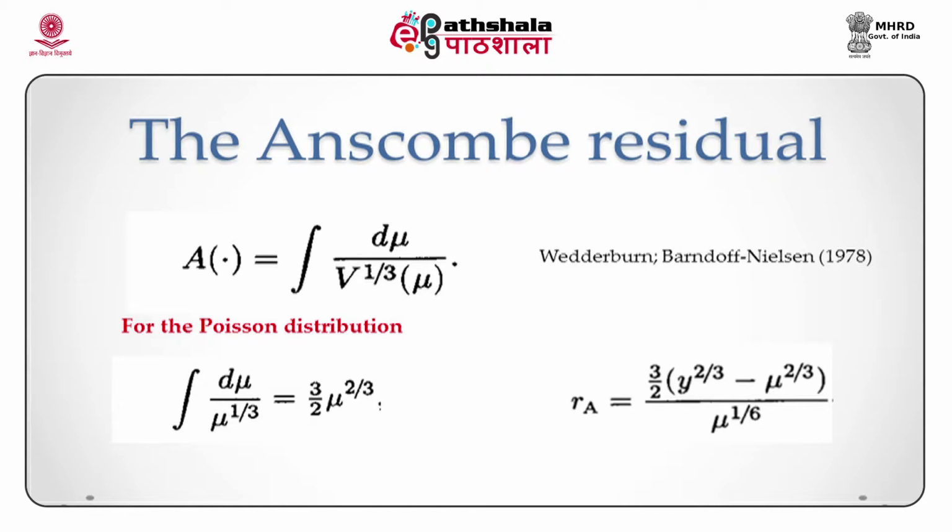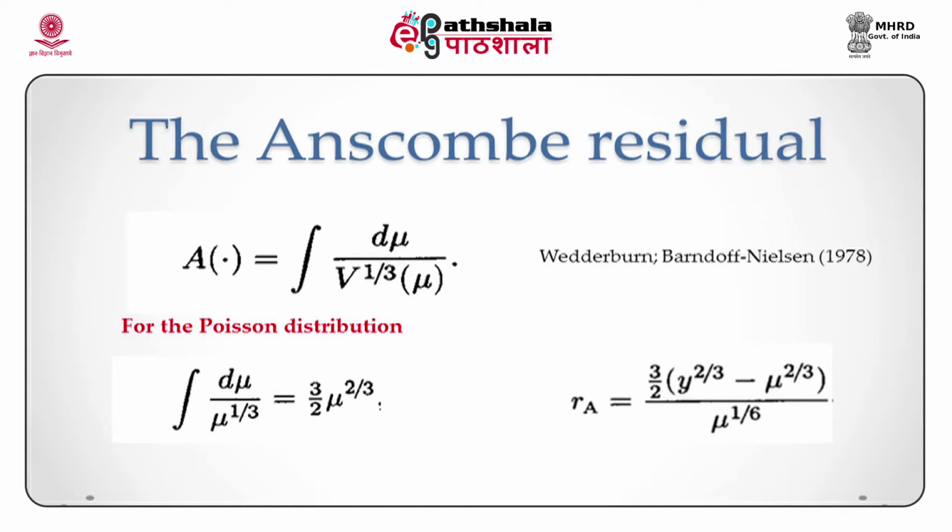Because we should standardize the residuals, we can calculate the variance of the corresponding function using the delta method, and thus for the Poisson distribution, the Anscombe residual is given by Ra equal to 3/2 (y to the power 2/3 minus mu to the power 2/3) divided by mu to the power 1/6.